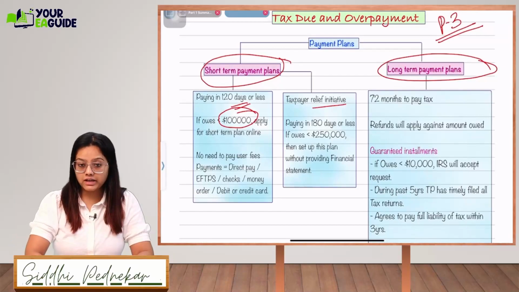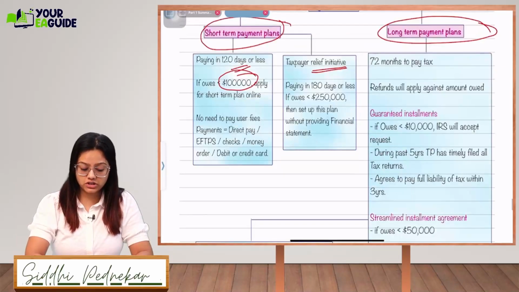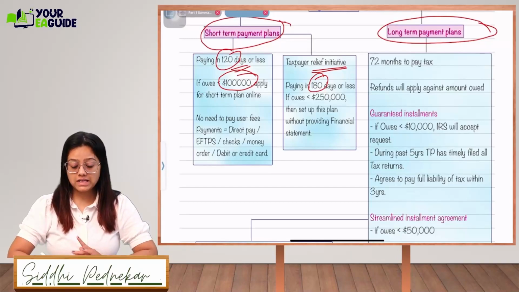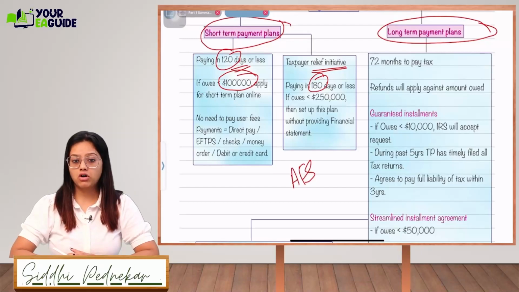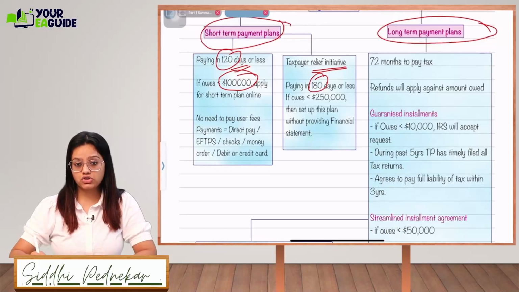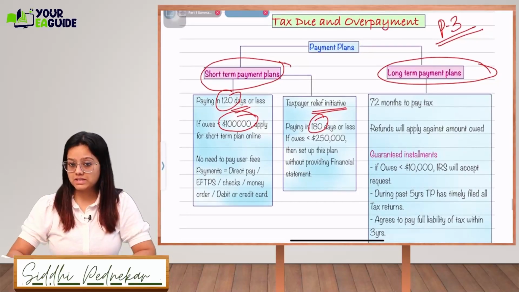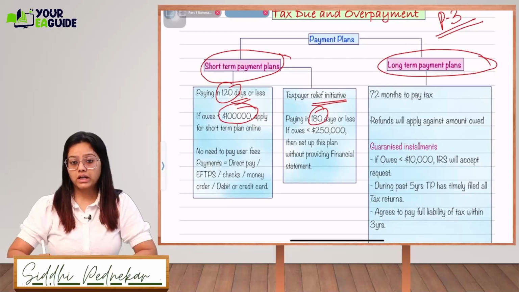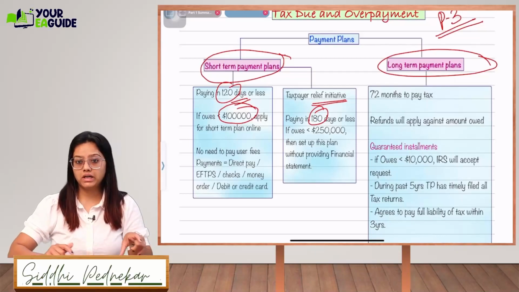Then there is a taxpayer relief initiative, where instead of 120 days, you can pay within 180 days or less if you owe less than $250,000. Then you can set up this plan without providing any financial statement, whereas otherwise there is an option of AFS, annual financial statement, which you need to provide to the IRS on an annual basis. But here you don't have to provide any financial statement. You can take 180 days, meaning you can pay the taxes within 6 months if you owe less than $250,000. If you owe less than $1 lakh, you can go for 120 days.